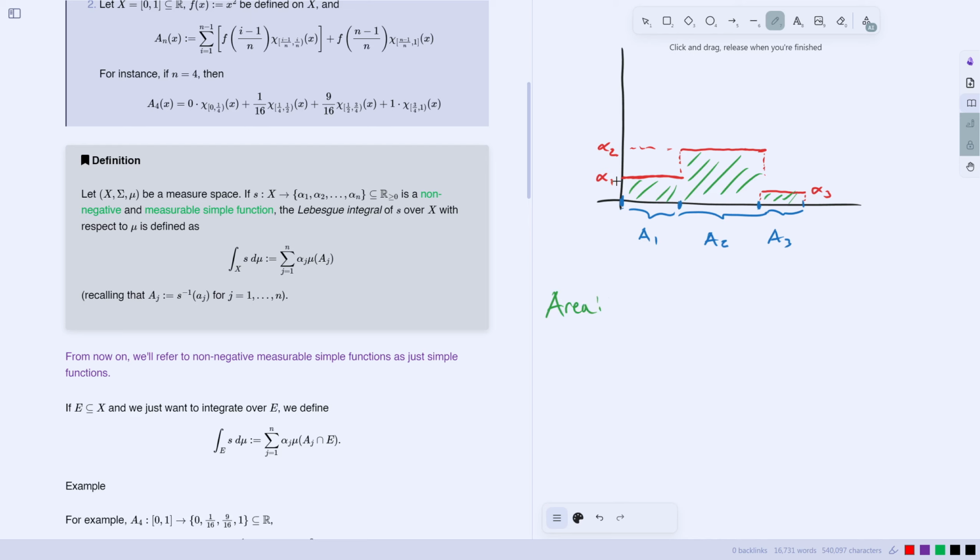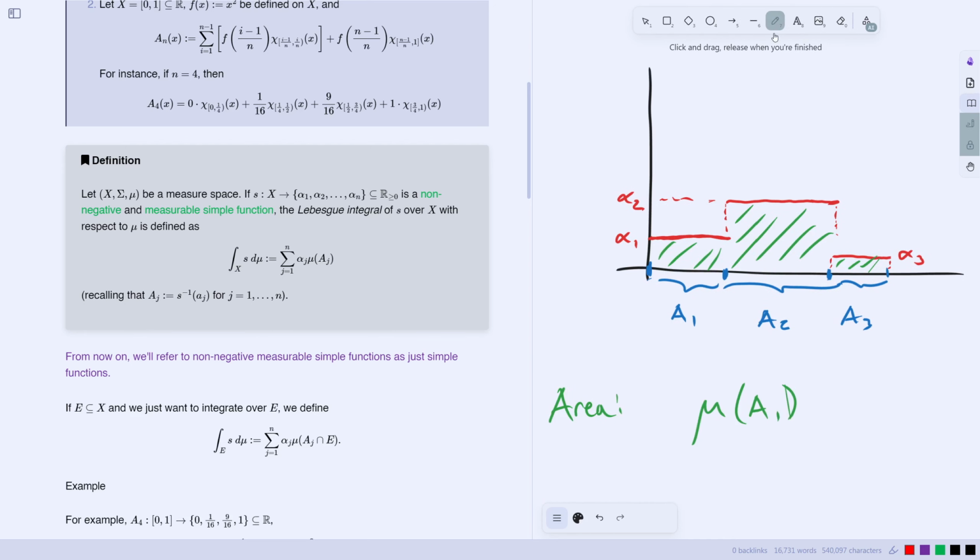Well, let's see, we'll do things backwards. We'll go height times base. Okay, well, what's the height of this rectangle here? Well, it's going to be alpha 1. And then what's the base length? Well, it'll depend on what measure we're picking. So that's going to be the measure of A1. Oh, I wrote alpha 2 there, what am I doing? It should be alpha 1. Alpha 1 times the measure of A1.